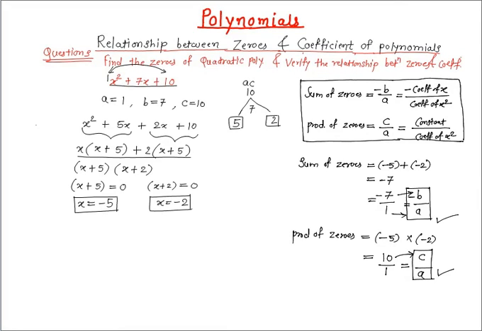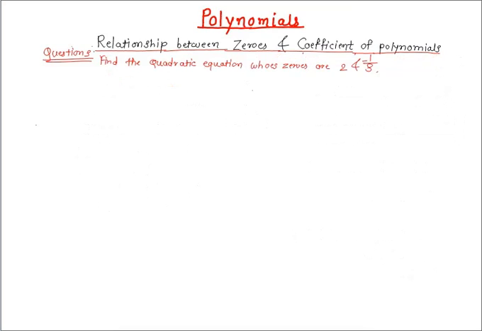In this way, we have verified the relationship between zeros and coefficients. Now let's move on to the second type of question. The next type of question is: find the quadratic equation whose zeros are 2 and minus 1 by 3. Let's take alpha as 2 and beta as minus 1 by 3.